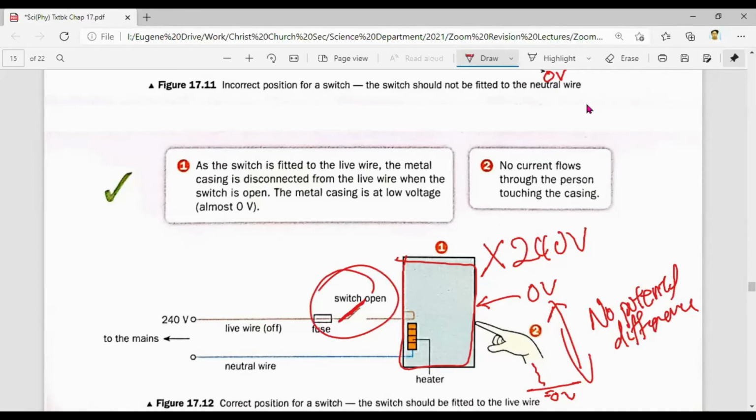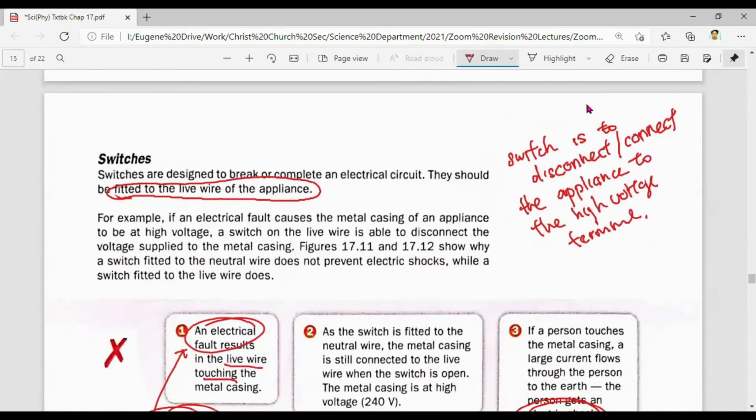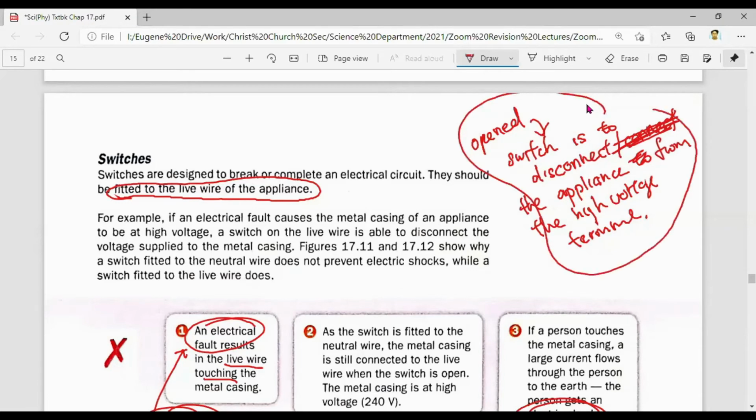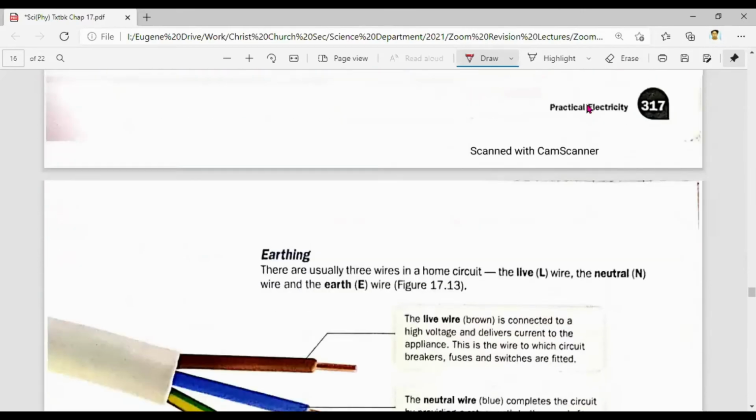So you realize the switch always connects to the live wire. Why? It is to disconnect the live wire. The key idea that I've written here: when you open a switch, it is to disconnect the appliance from the high voltage terminal. So this is one key phrasing I need you to remember. So that's for the switch.